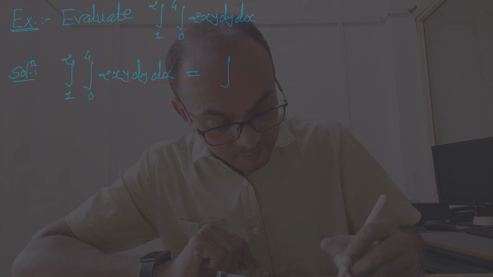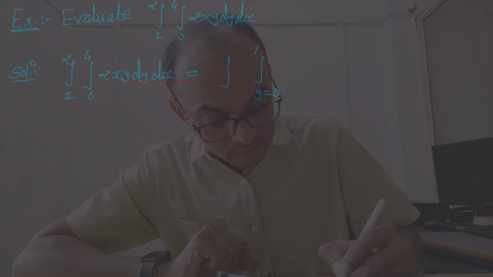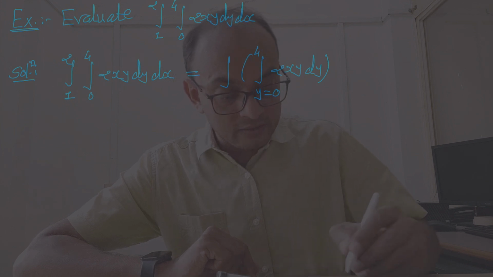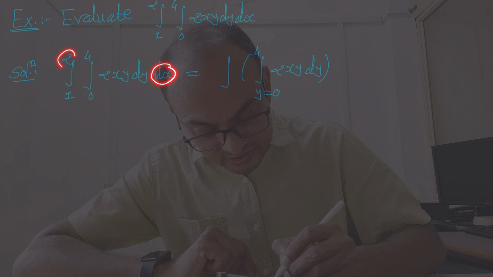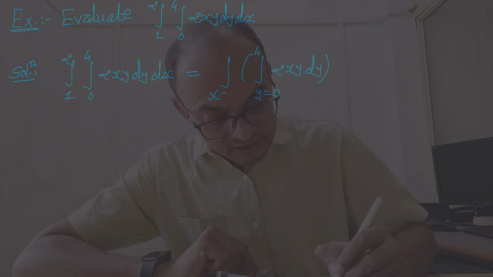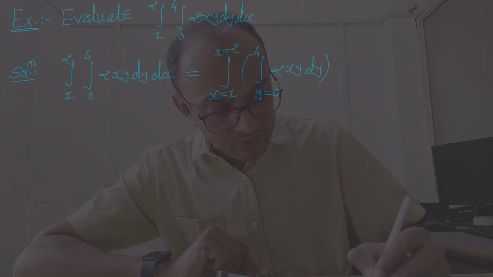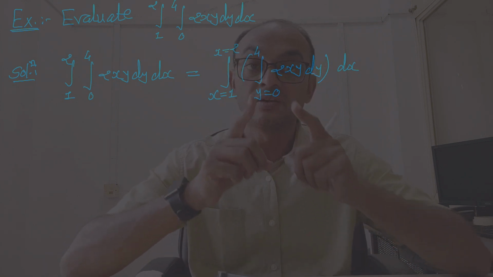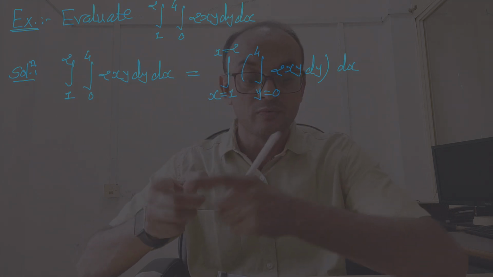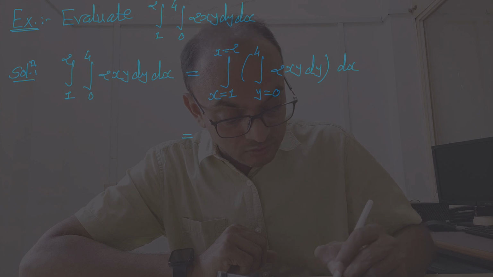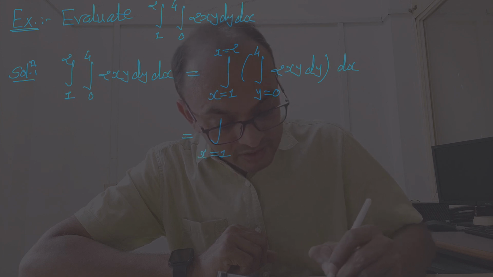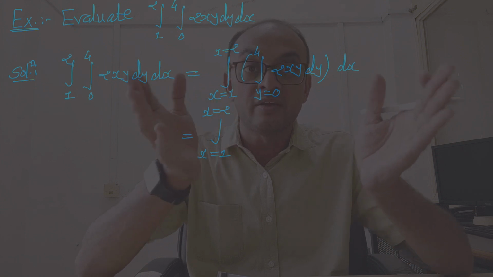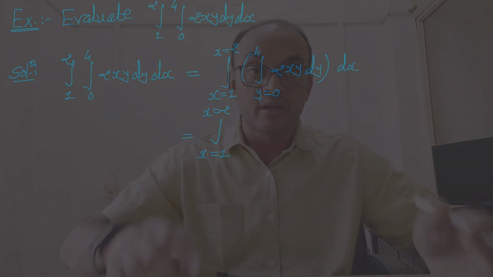So let us write y equals 0 to 4, 2xy dy. Then the outer limit of x: I write x equals 1 to x equals 2, dx. Students, don't make any mistake. First we always mention which are the limits of y and which are the limits of x. Now first we integrate with respect to y, because it is the inner limit. First we integrate the inner integral, then we integrate the outer integral.